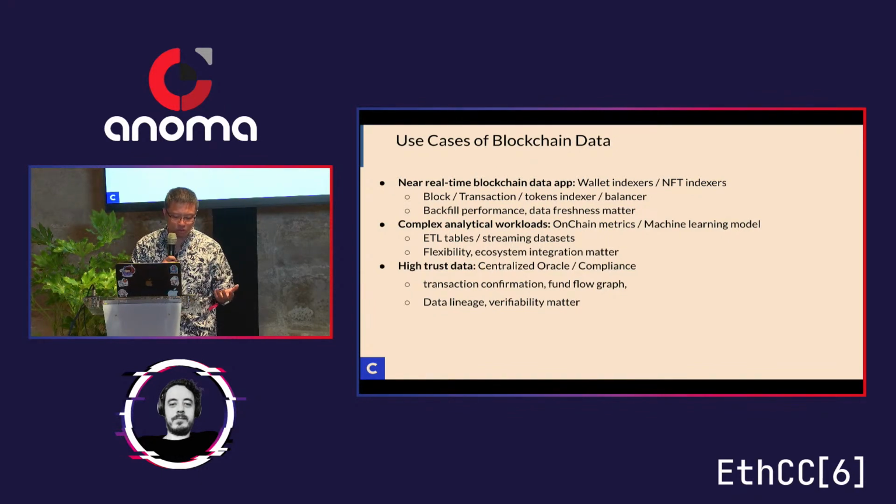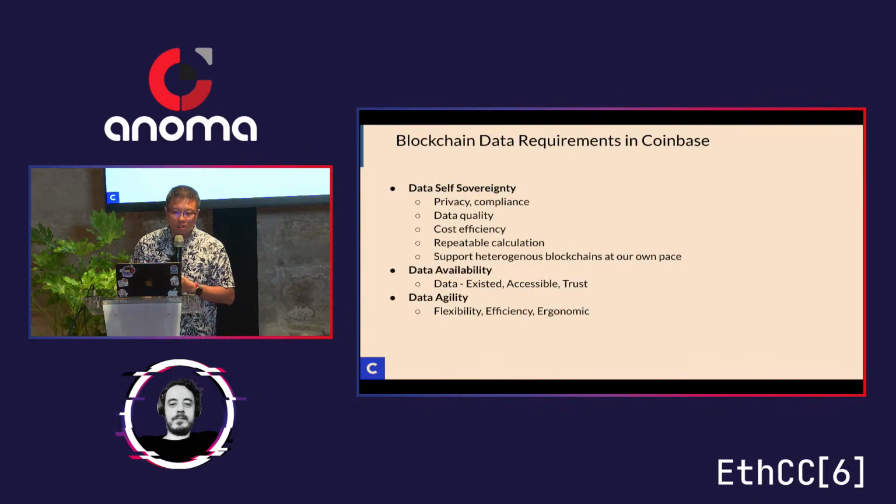And we also need to do account reconciliation to make sure the accounting, the ledger, is actually balanced in the real world, so that we can do quarterly reports, right? Coinbase is a public company, just a reminder. And we also need to do fund flow to make sure the money flowing in and flowing out are coming from a good guy and never flow to a bad guy. And for these cases, data lineage matters and verifiability matters.